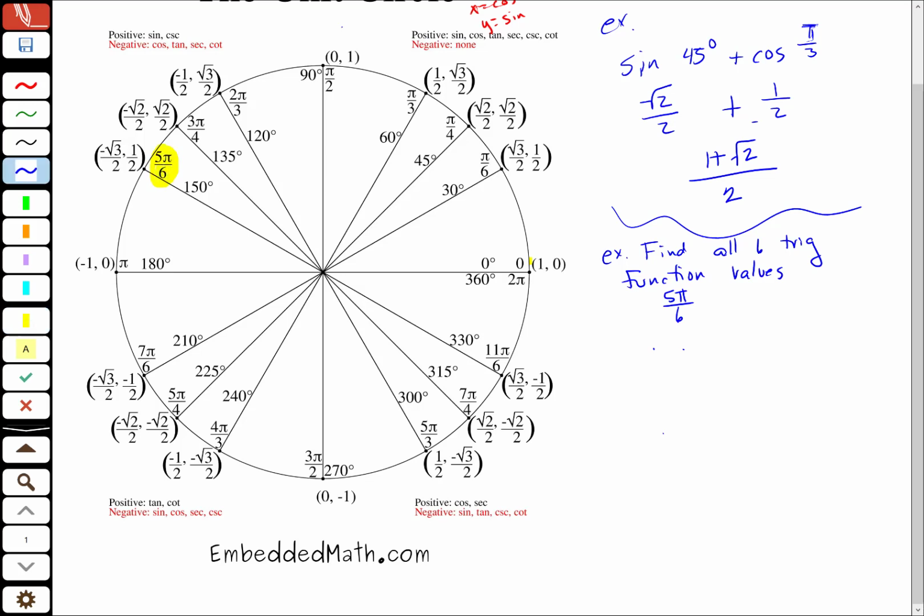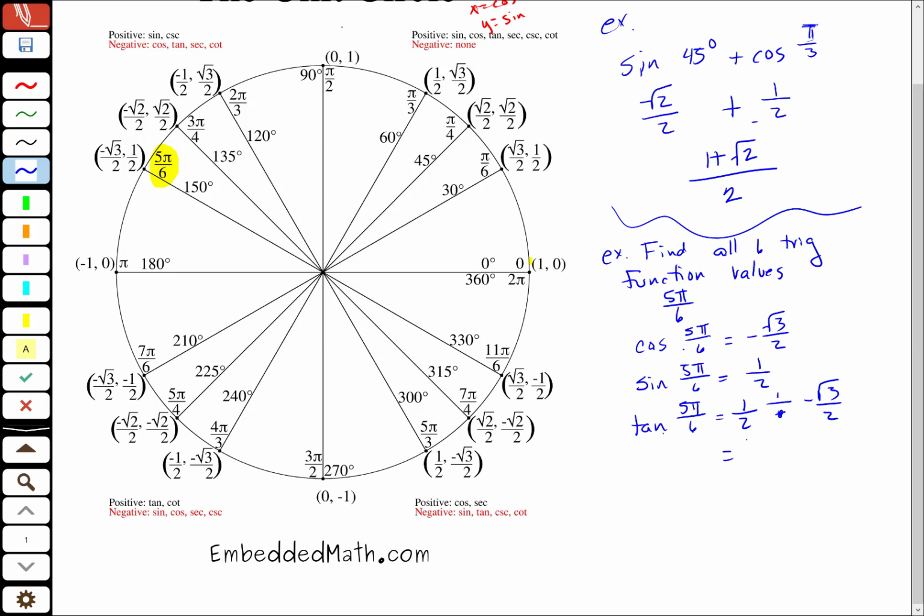And so I can read sine and cosine right off of here. So cosine of 5 pi over 6 is just negative square root of 3 over 2. Sine of 5 pi over 6 is just 1/2. Okay? Now, tangent is sine over cosine. So I'll just take this 1/2 divided by negative square root of 3 over 2.